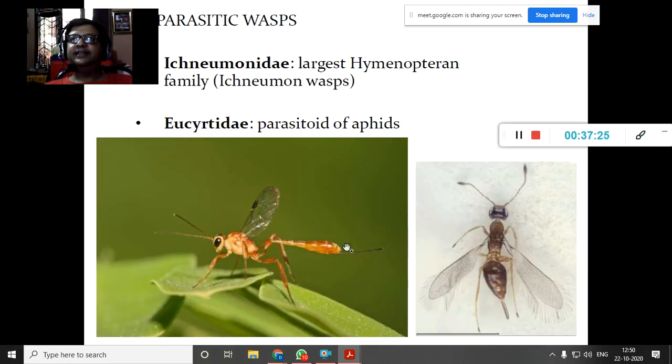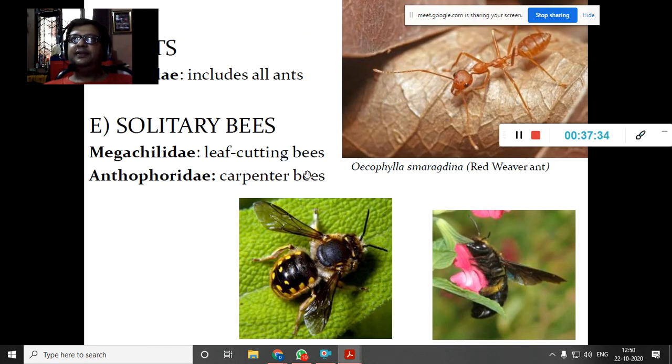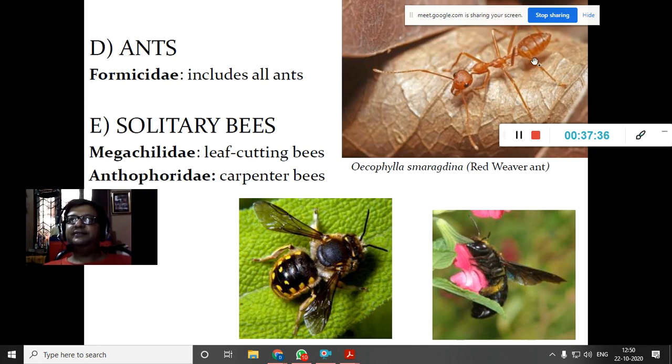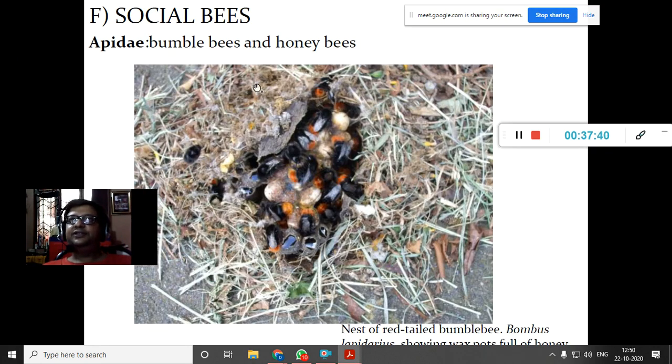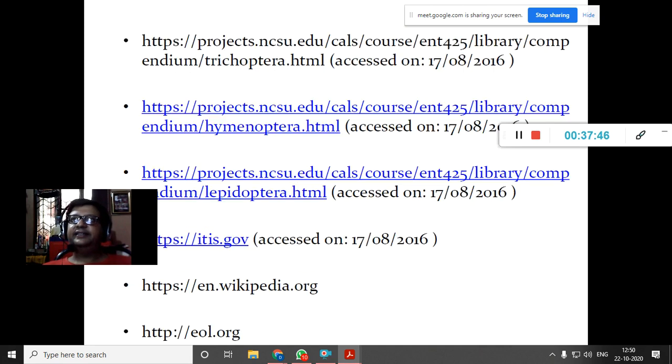Sawflies. Different types of aphids are present. Wasps, Vespa. Bees and ants. These are bees and ants. They are social animals also. And some of the references which have been taken. And basically this is not made by me. So I end it here.